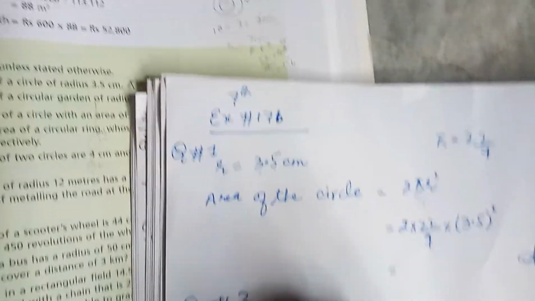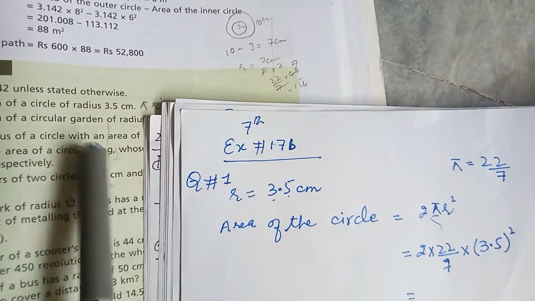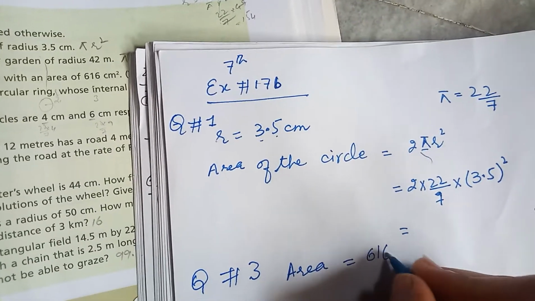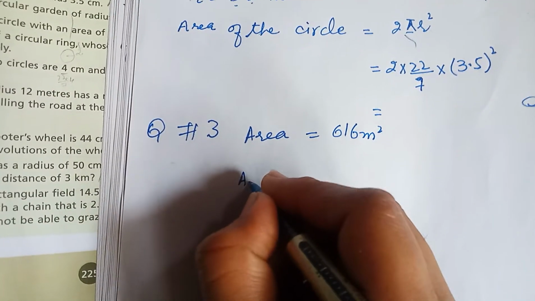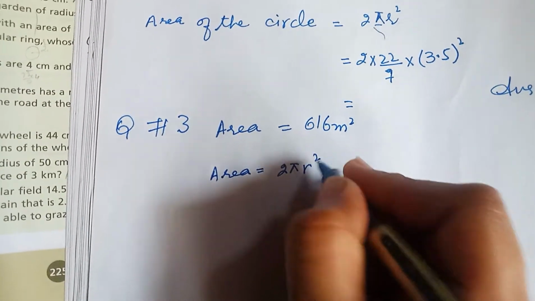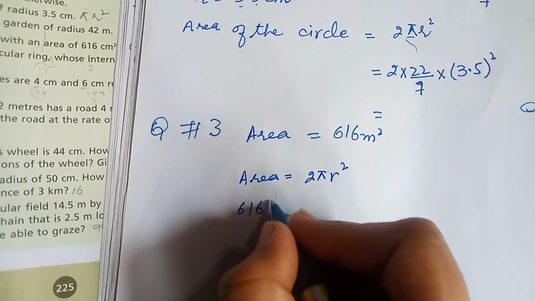Area is given. Find the radius of a circle whose area is 616 square meter, and we have to find its radius. What's the formula of area? Pi r square. So area is given, 616 square meter.